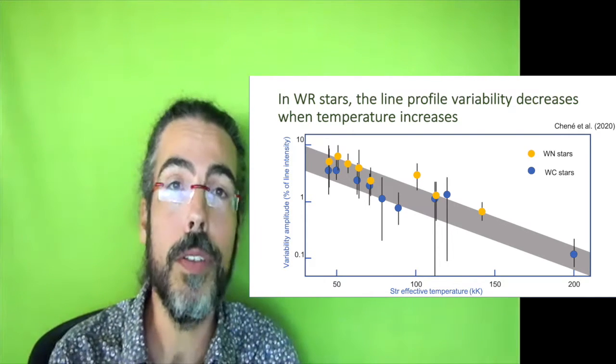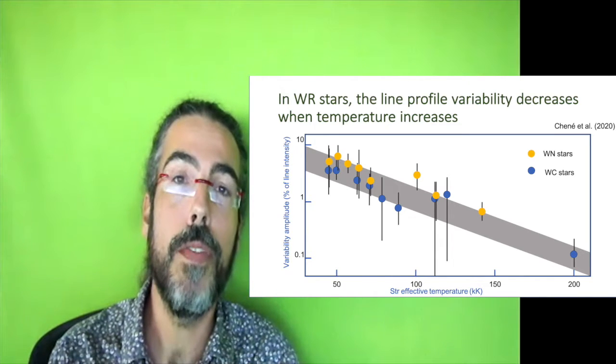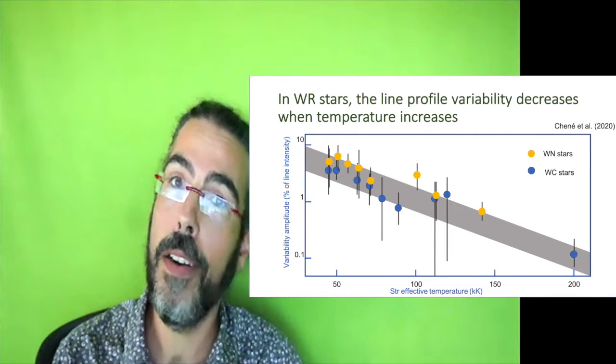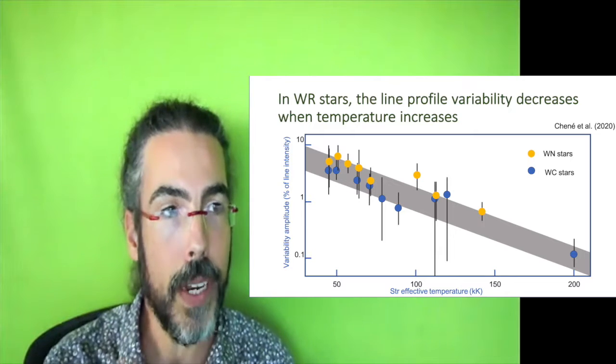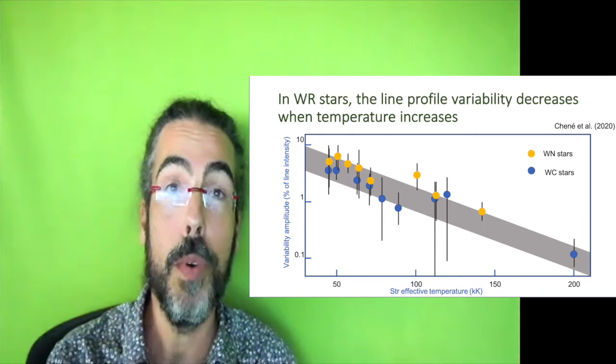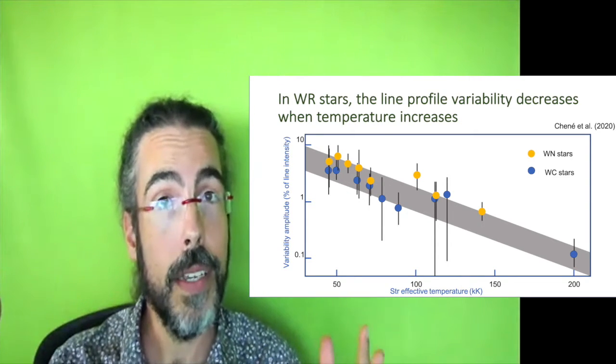So from that result, you see that Wolf-Rayet stars have spectra with lines that are variable, and that variability seems to have a link with the temperature. At least this is what we observe. But how did we get there, and what does it mean?